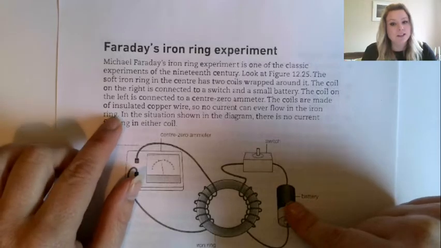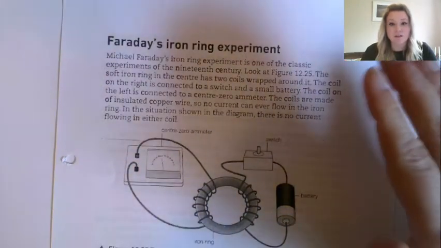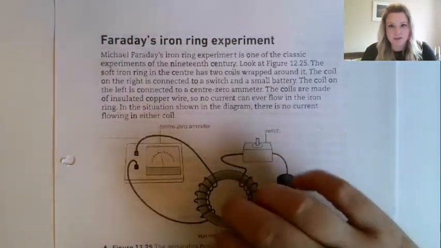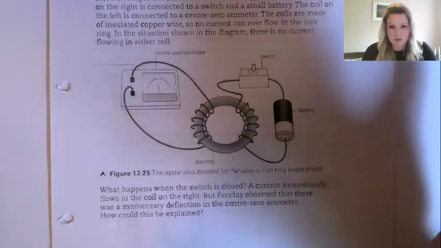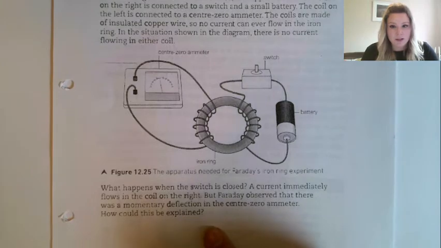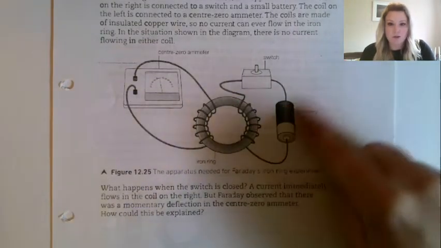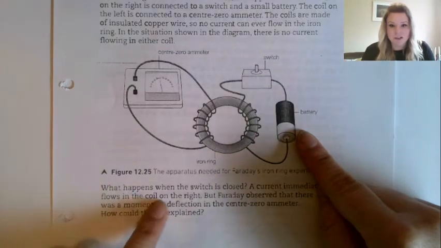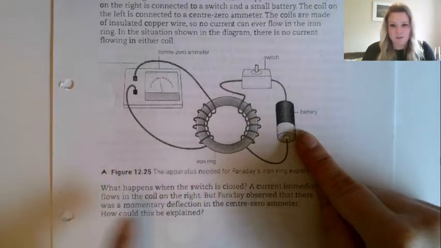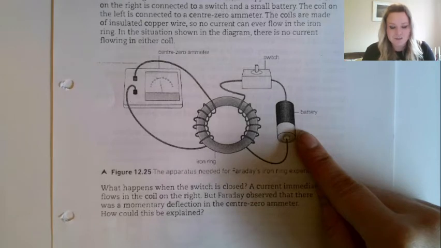The coils are made of insulated copper wire, so no current can ever flow in the iron ring. In the situation shown here, there's no current flowing in either coil. So what happens when the switch is closed? A current immediately flows in the coil on the right, but Faraday observed that there was a momentary deflection in the centre zero ammeter. How could this be explained?